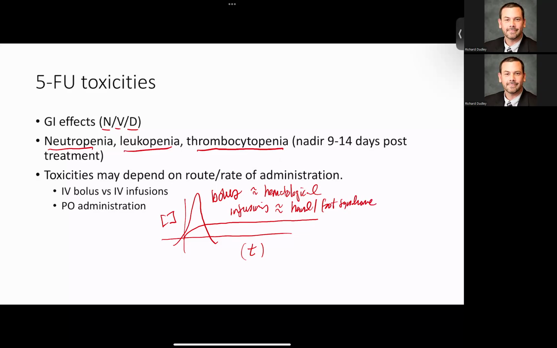The medical term for hand-foot syndrome is palmar-plantar erythrodysesthesia or something to that effect. Really, what you see is the patients who are getting these infusions tend to have redness and peeling of the palms and the soles of their feet. Okay. And if you administer 5-fluorouracil as a prodrug orally, that's going to mimic then the adverse effects that you see with the infusions, right? Hand-foot syndrome.